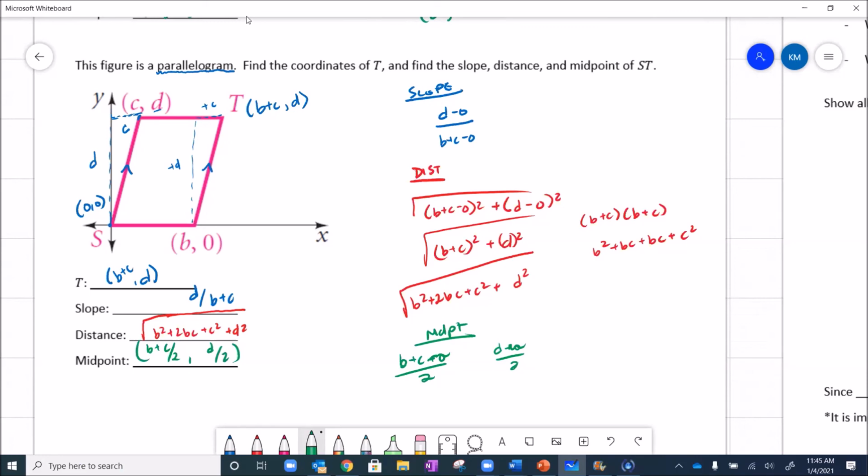Midpoint. All right. So hopefully you're good with that and you get past using those variables and these otherwise familiar formulas. See ya.